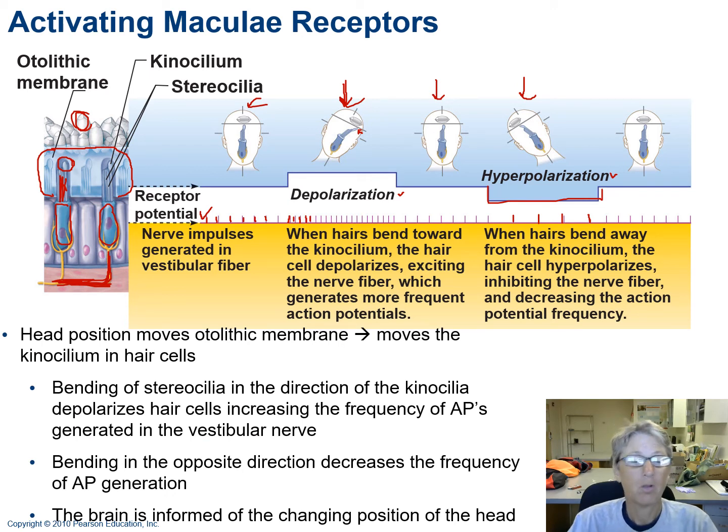Yeah, so it doesn't go into a lot of detail of all the biochemistry and cell physiology that happens within the hair cell, but it just says that the head position moves your otolithic membrane. That's going to tug on the kinocilium in the hair cells. When you bend the stereocilia in the direction of the kinocilia, you're going to depolarize your hair cells. So depolarizing, they're going to get more positive. That's going to increase frequency of action potentials. So that's what it shows here.